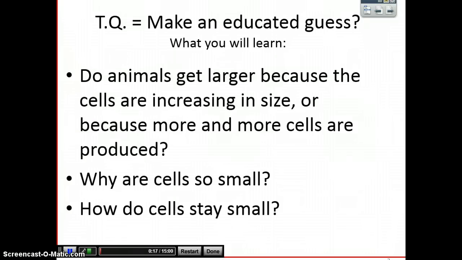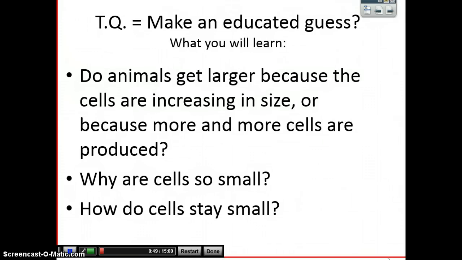Earlier today we watched a cell size demo, and we've already answered these questions, but I'm going to review them one more time. Do animals get larger because the cells are increasing in size, or because more and more cells are being produced? Animals, like you, get larger because more and more cells are being produced. Everybody in here started out as one cell. That one turned into two, two into four, four into eight, and so forth, until you are the number of cells you are today, which are in the trillions.